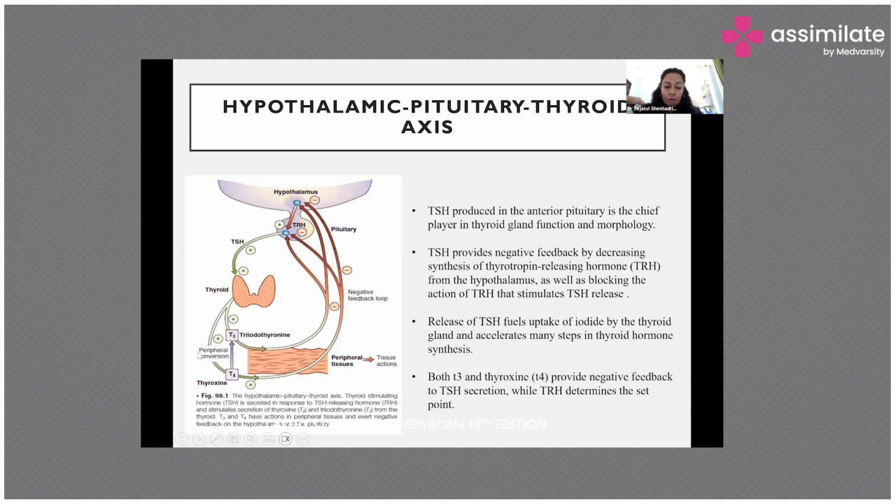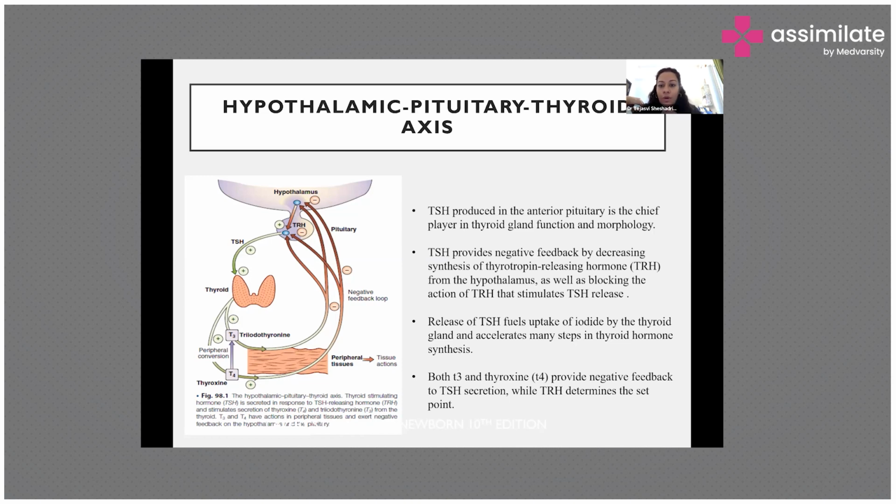So the active thyroid hormone is T3, but most of the thyroid hormone that is produced comes in the T4 form. The T4 form then undergoes peripheral conversion and becomes the active T3. This active T3 then acts in the peripheral tissues and provides all the tissue action.